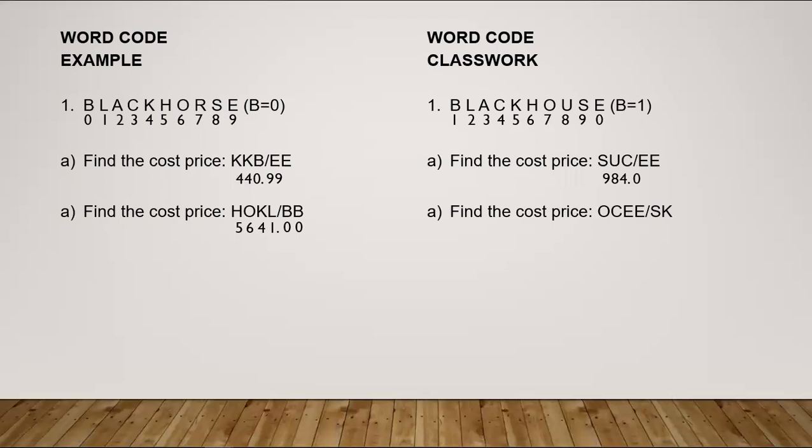OCEE/SK will be: O represents 7, C is 4, and then EE is 00, SK will be 95. Okay, all of this is simply called the matching principle.